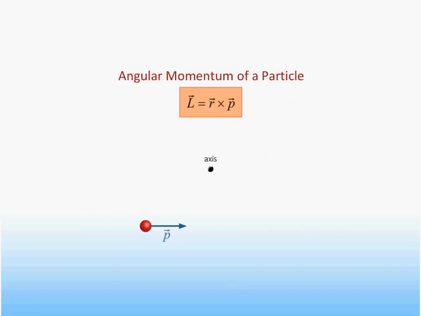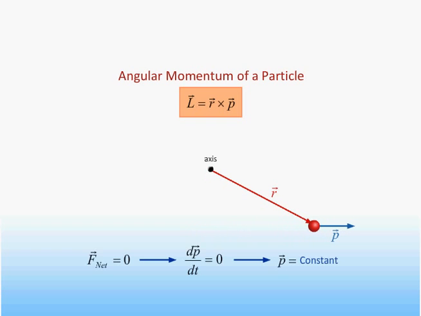Here we see a particle moving with constant velocity past an axis which is perpendicular to the screen. There are no forces acting on this particle. Its momentum is clearly conserved. Since there are no forces acting on the particle, there are no torques acting on it either, so that its angular momentum must be conserved also.